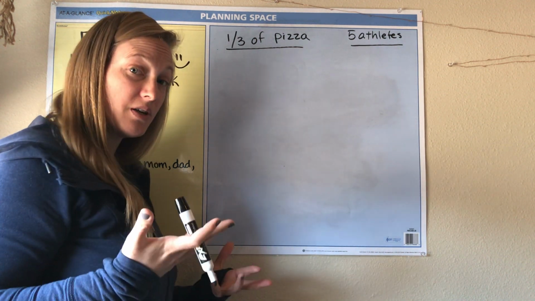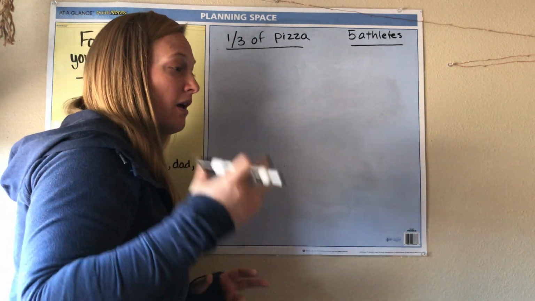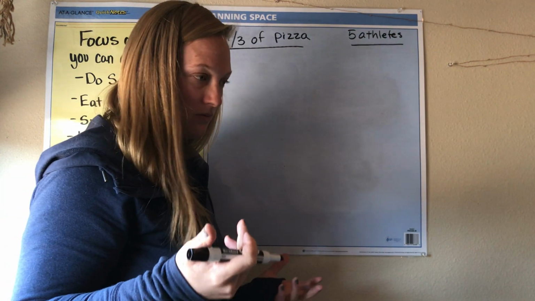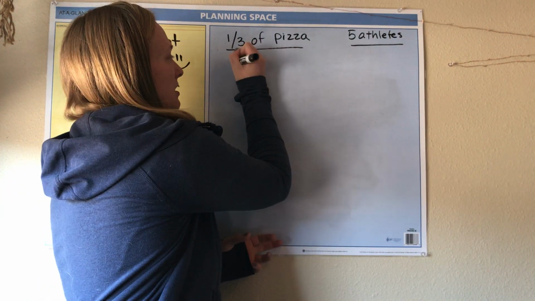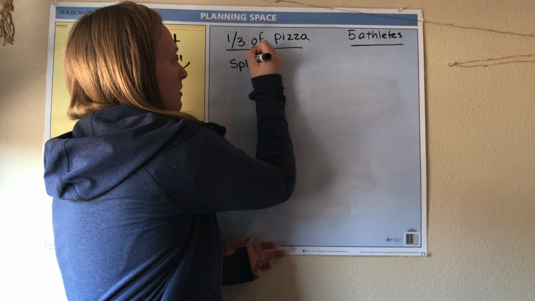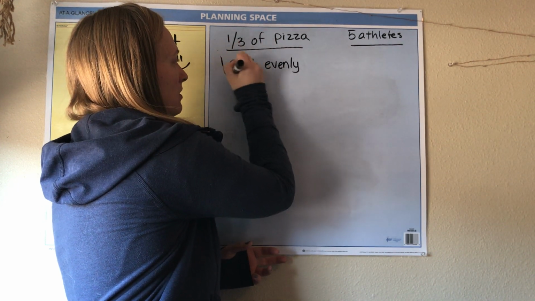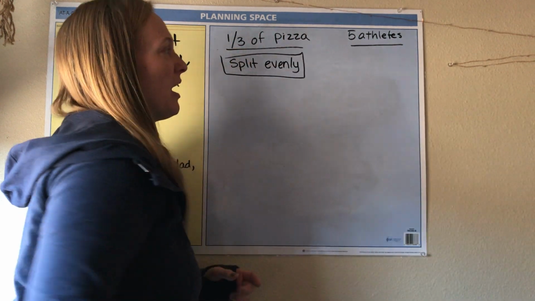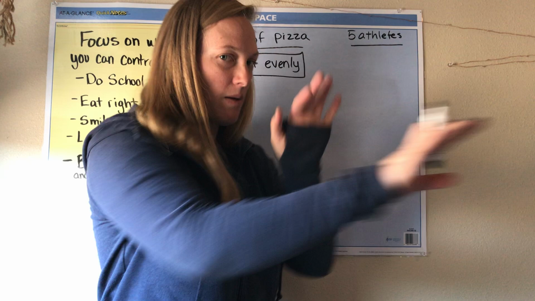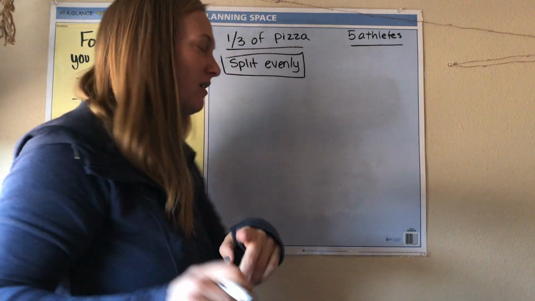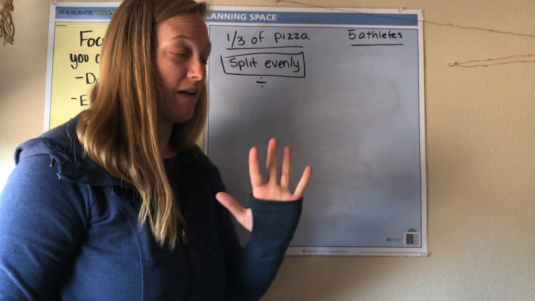Another thing I want you to do is find the key phrase, whether it means add, subtract, multiply, or divide. The key phrase, hopefully you got it because we have gone over this type of problem before, is split evenly. Split evenly. If we are splitting evenly between the 5 athletes, that means we are dividing the pizza between the 5 athletes.